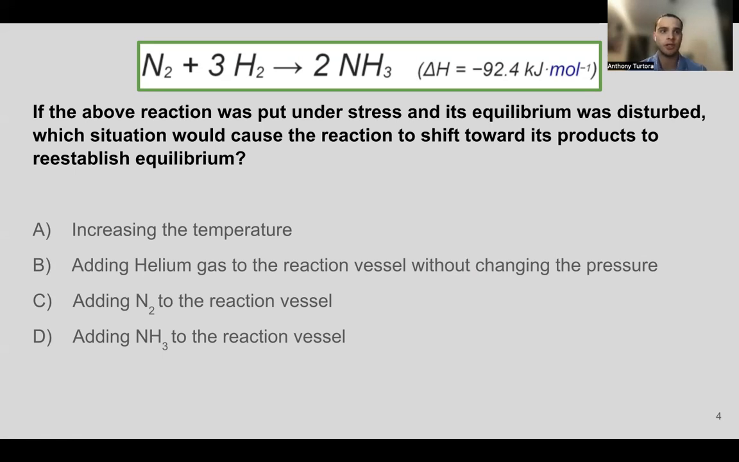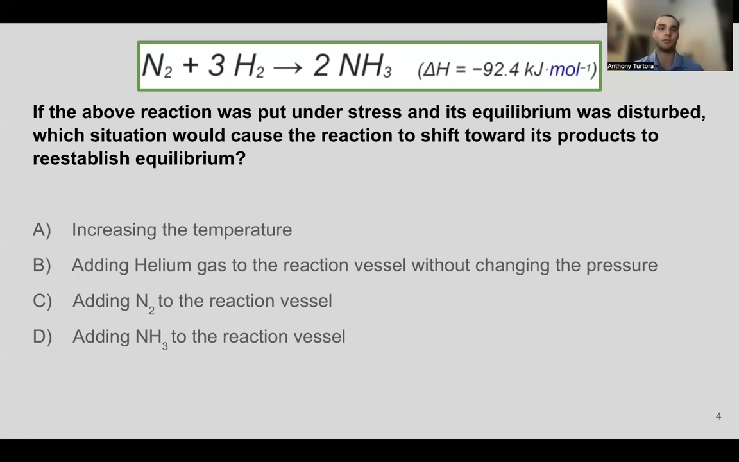All right, so the question states, if the above reaction was put under stress and its equilibrium was disturbed, which situation would cause the reaction to shift toward its products to re-establish the equilibrium? So looking at this equation, we have N2 plus 3H2, and that reacts to form 2NH3, and we are given our delta H value here. So we know that it is exothermic because it is a negative delta H value.